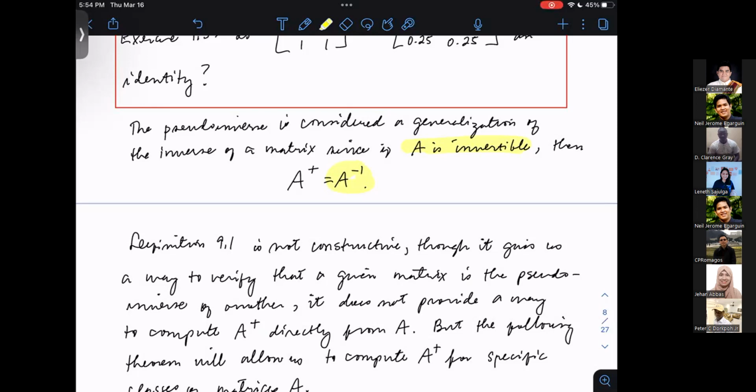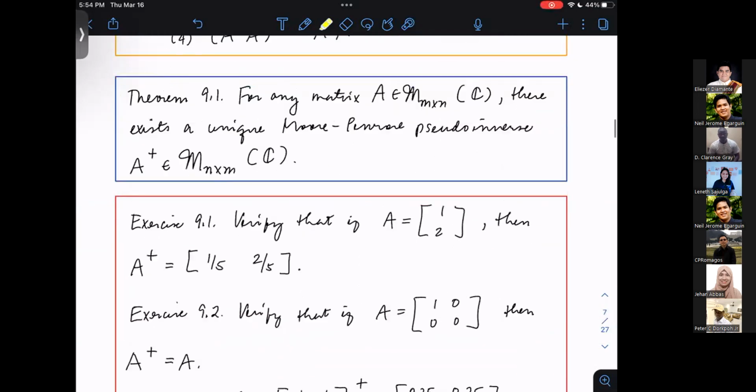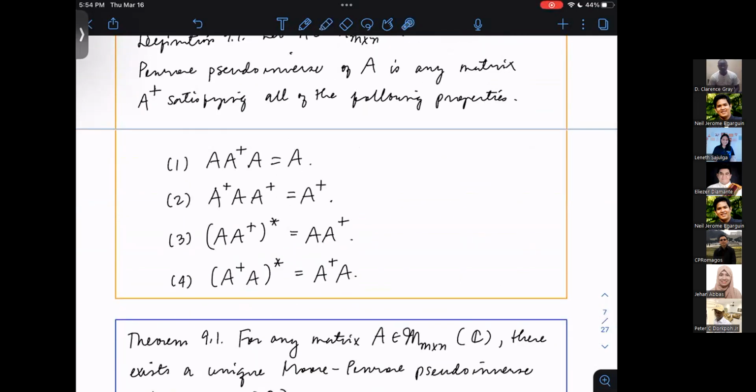Yes, sir. About this A plus equal to A inverse, does it always guarantee that the A inverse can satisfy the properties above automatically for invertible matrices? Oh yeah, good question. It should, right? So we can take a quick look. Probably that's the proof that if A is invertible, then A plus will be equal to A inverse.